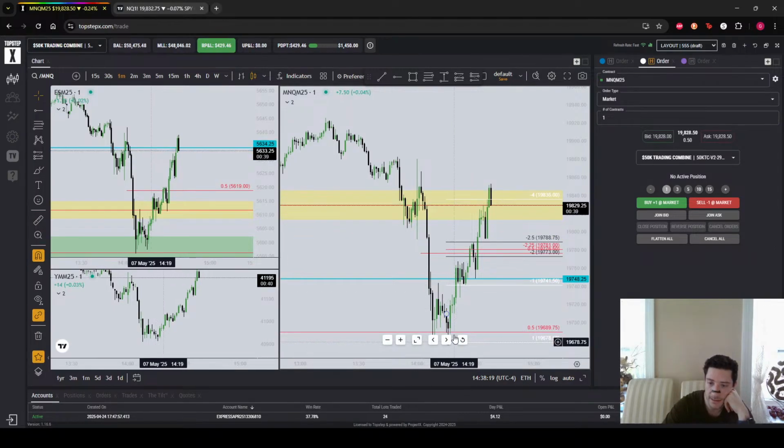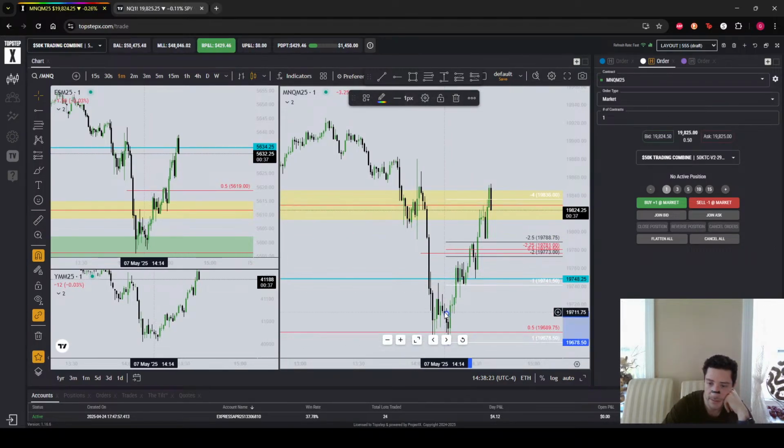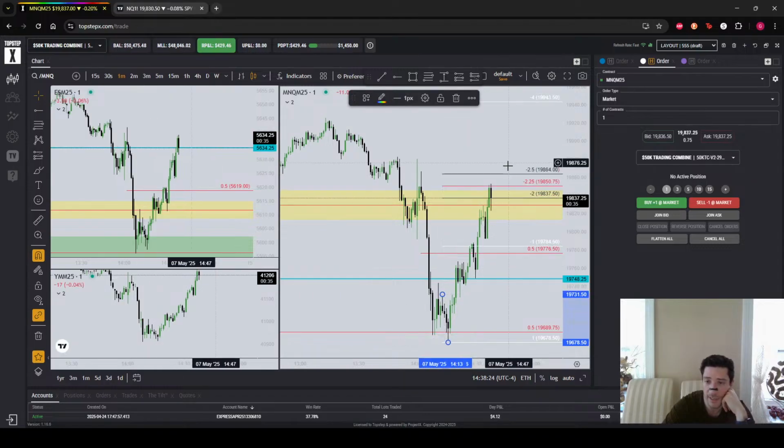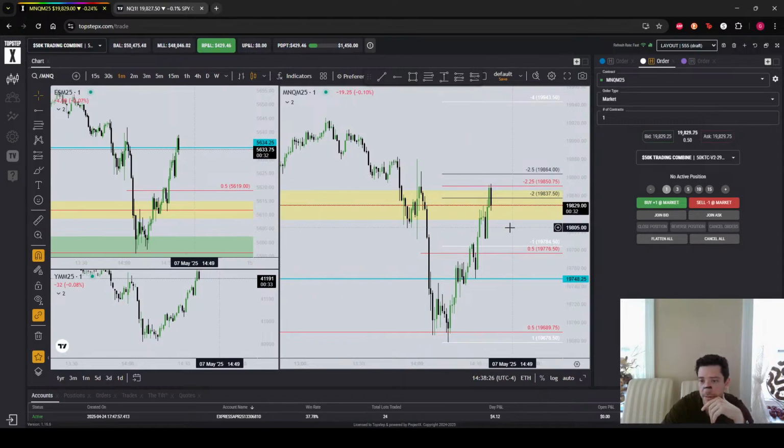I'm going to drag this now to the top side, see where we're at. Okay, right at 2.5 is where we're getting shoved. See if we want to come back down, take this low, and either continue higher or run lower.